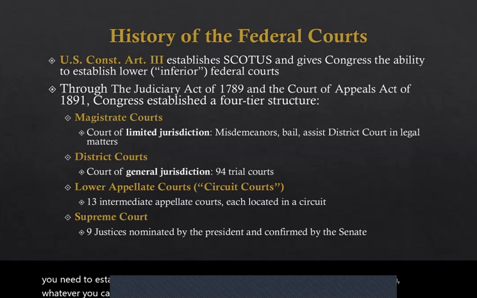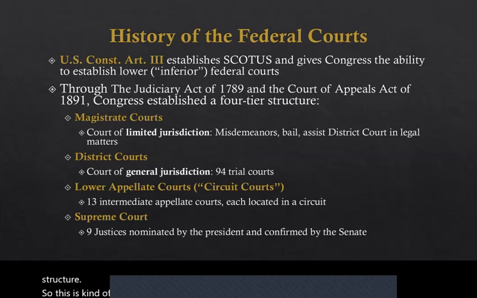So after the Constitution is ratified, in 1789, the very first thing that Congress passes is the Judiciary Act of 1789. And it established lower trial courts, right? And in conjunction with the Court of Appeals Act of 1891, Congress established a 4-tier structure. This is kind of in reverse order.